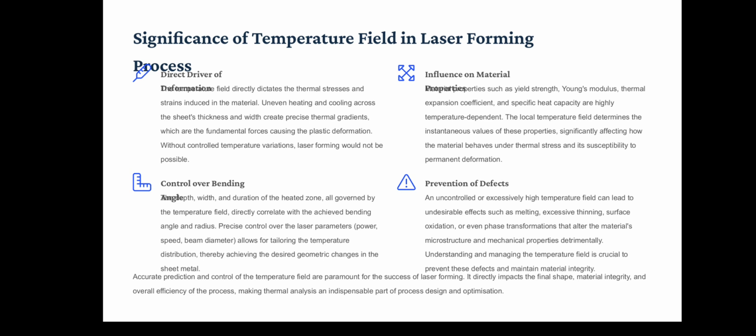Significance of temperature field in the laser forming process. The temperature field is the direct driver and directly dictates the thermal stresses and strains induced in the material. Uneven heating and cooling across the sheet's thickness and width create precise thermal gradients, which are the fundamental forces causing the plastic deformation. Without controlled temperature variations, laser forming would not be possible.